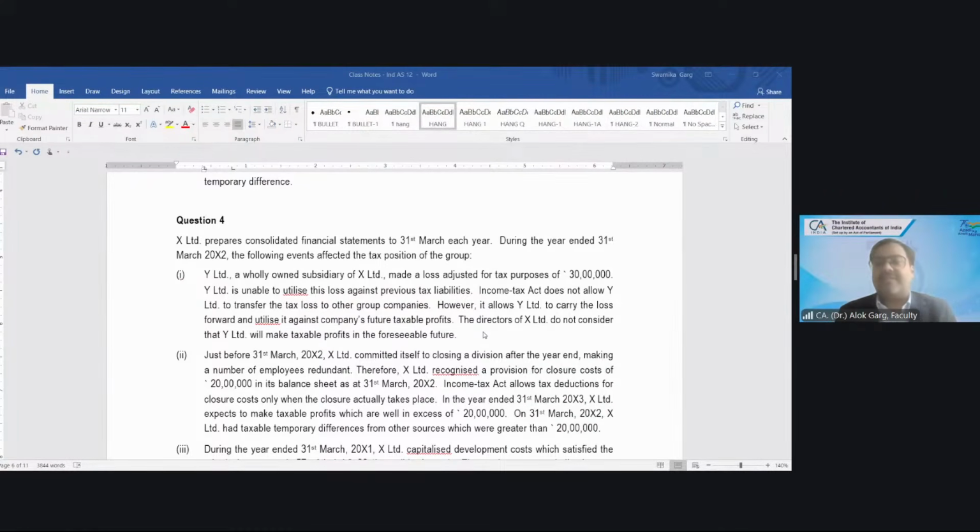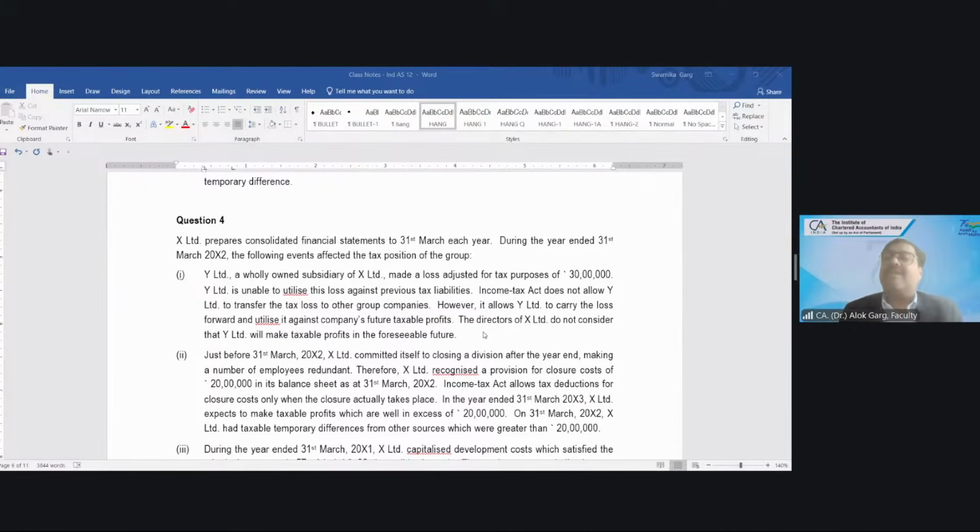Why is it a deferred tax asset? In the books of accounts, the carrying value is nil. But in the tax base it is 30 lakh. The tax department says that whatever losses you have incurred, I will allow you in future. Means the tax department is creating an asset in the tax books, but in the company's books, no asset is created. So it is a deferred tax asset. This situation will give a deferred tax asset.